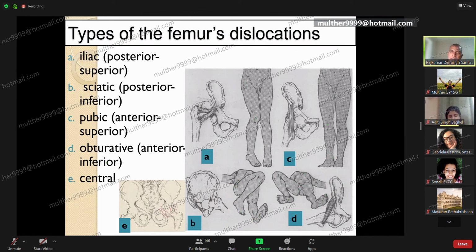The next thing we can see is central dislocation. When there is a fracture of the acetabulum, we have central dislocation. One more thing that can happen in posterior superior dislocation is a fracture of the roof of the acetabulum, and the head of the femur goes back. One more clinical significance you should know: in posterior superior dislocation, the head of the femur can damage the sciatic nerve.